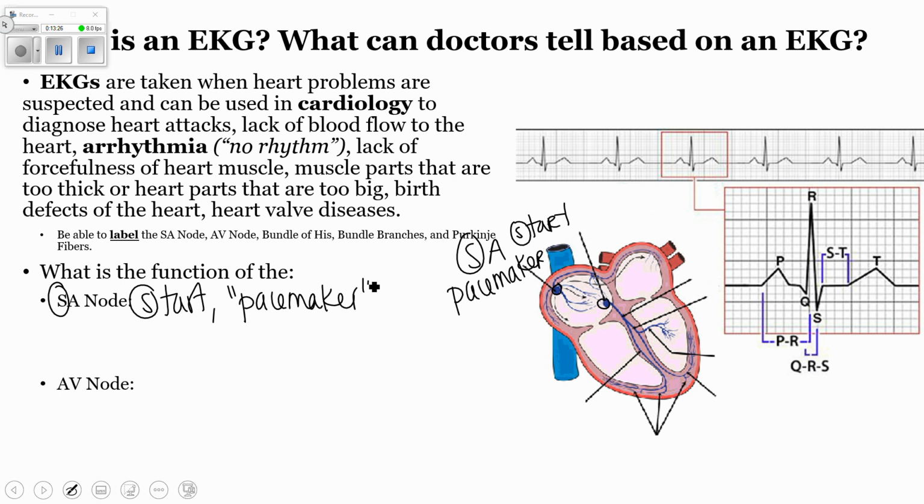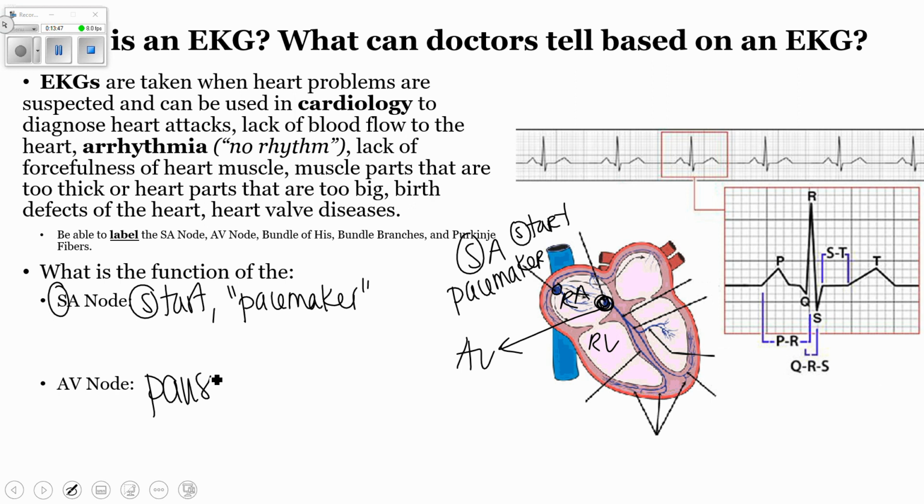The next section that we have is going to be the AV node. I'm just going to draw the line a little bit over here. The AV, what you're going to notice is actually between, kind of nestled in there in between the right atrium and the right ventricle. So AV, that's what it's standing for, atrium ventricle. What that is going to be responsible for is a pause.